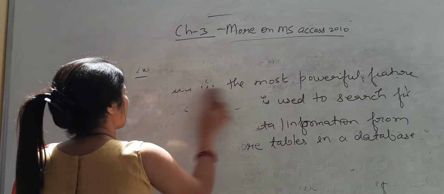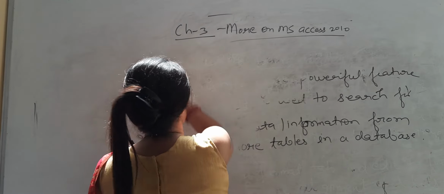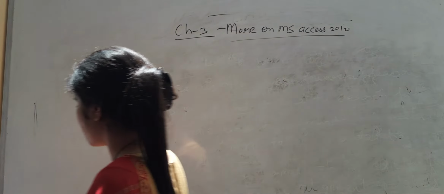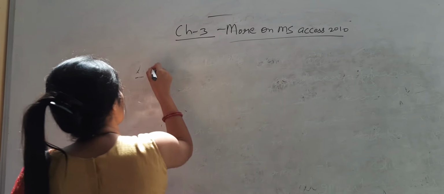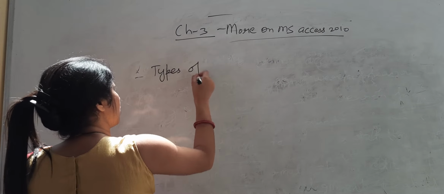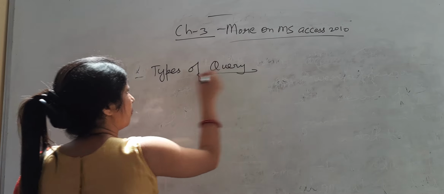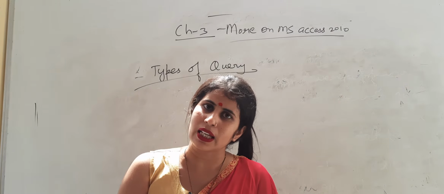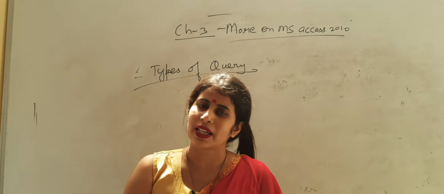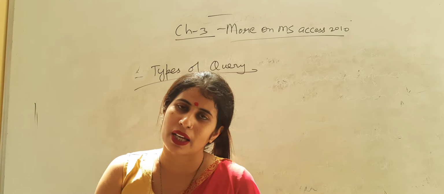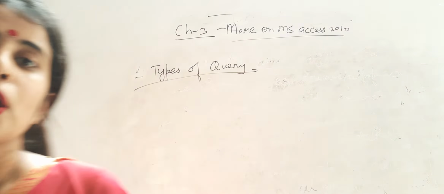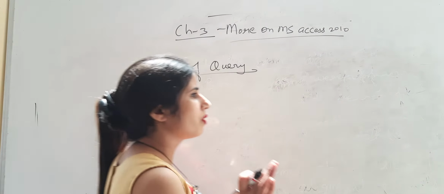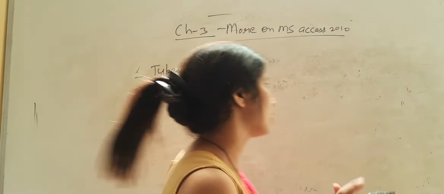Now, what are the types of query? Query are of 5 types. There are 5 types of query. The first one is select query. Second one is parameter query. Third one is action query. Fourth one is the cross tab query. And the last one is the SQL. SQL stands for structured query language.